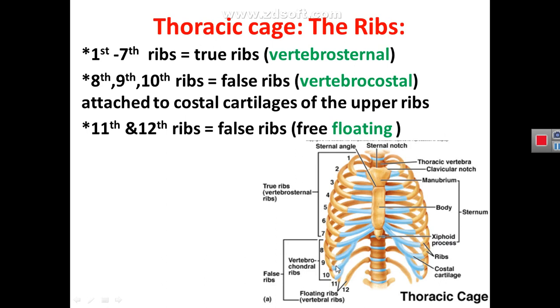So the 8th, 9th, and 10th false ribs are vertebrochondral according to their attachment, while the false ribs 11 and 12 are called floating ribs or free ribs, because they are not attached to anything anteriorly. They are free anteriorly, and posteriorly they are attached to the thoracic vertebrae.